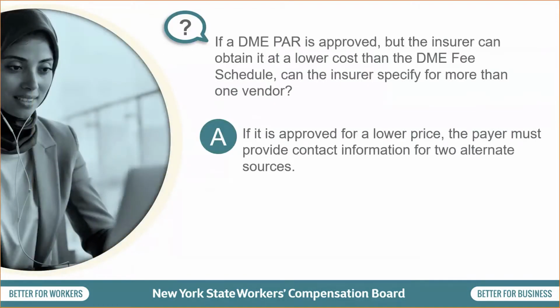If a DME PAR is approved, but the insurer can obtain it at a lower cost than the DME fee schedule, can the insurer specify for more than one vendor? If it is approved for a lower price, the payer must provide contact information for 2 alternate sources.